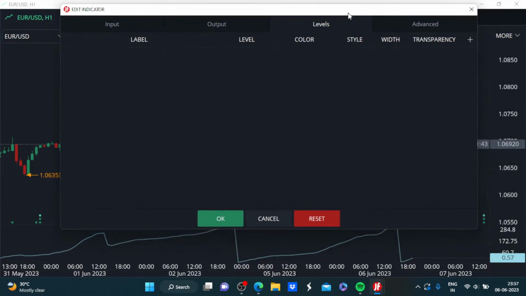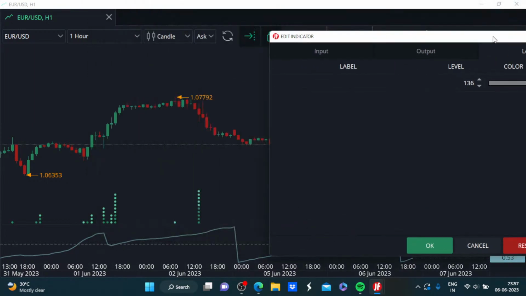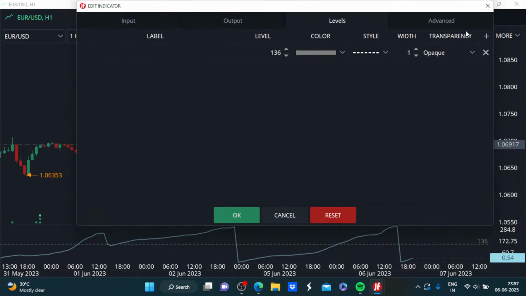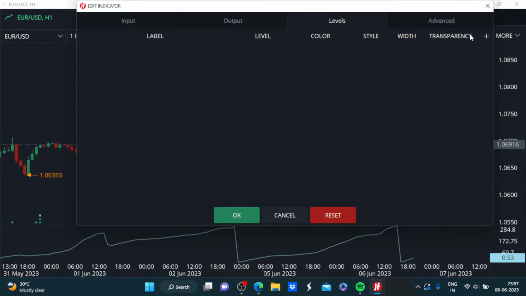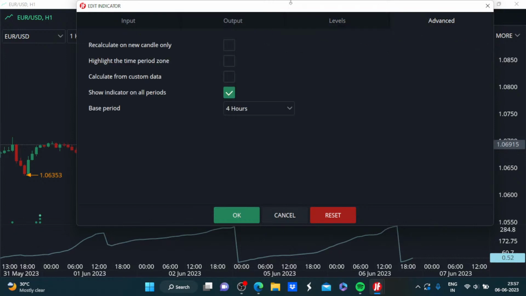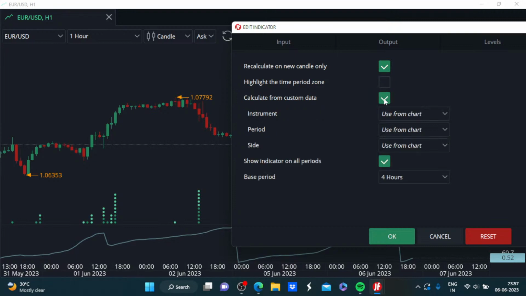Levels, you can add levels like, for example, 0 or any other value which you feel is going to be helpful. You can do that. So this option has been provided. Coming to the advanced editing option, the calculator is really not going to make much of a difference, and the time period zone, since we can't vary the calculation rate, is also irrelevant for this indicator.